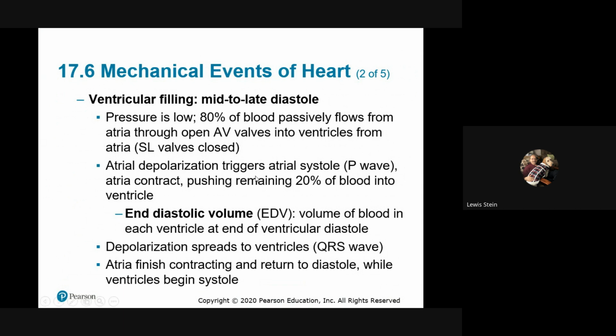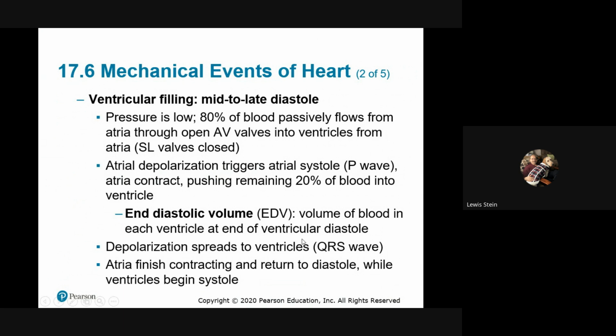So at that point, atrial depolarization, if we come to the end of diastole, what signals the start of it is the onset of the P wave. It depolarizes the atria, they contract and push that remaining 20% of blood into the ventricle. Okay? So things we look at are the end diastolic volume. In other words, how much blood got in there passively. That's an important measure. Okay?